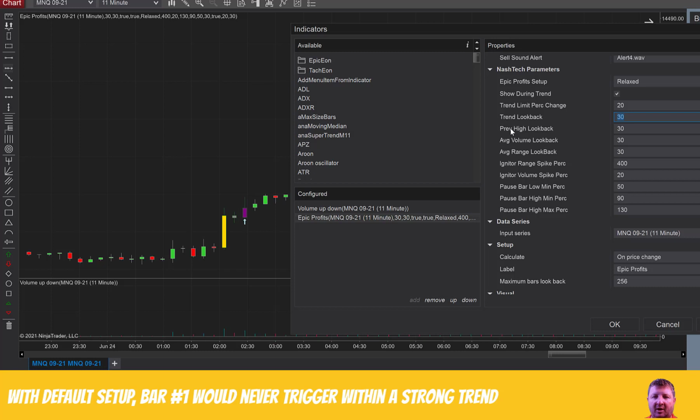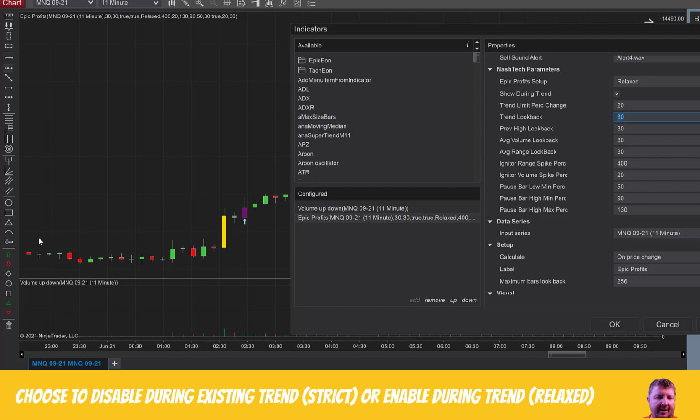So now previous high, low, average volume. It's going to average the volume of the last 30 11-minute bars on this chart. Right now we're looking at the M&Q, September 21st of 2021. COVID is over.